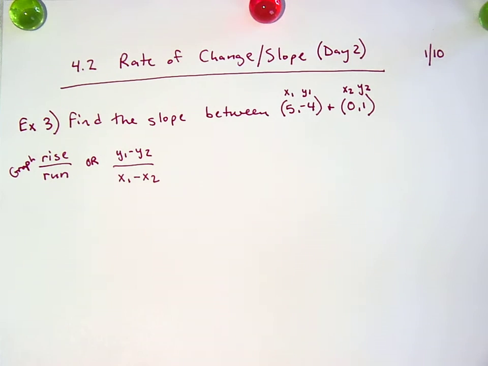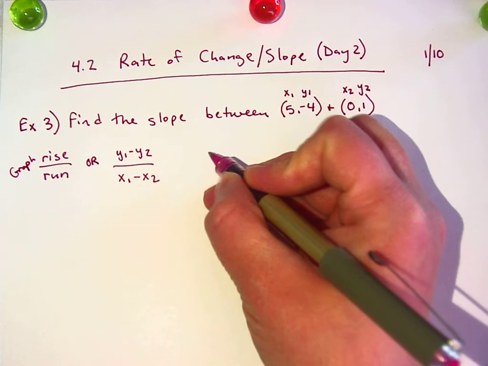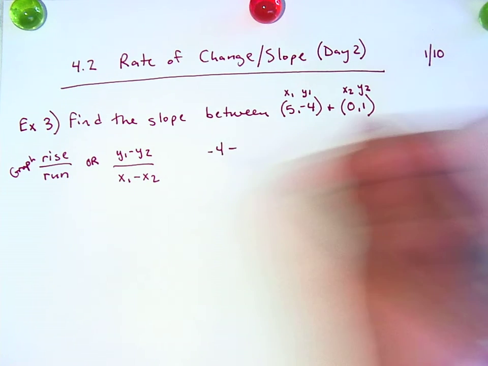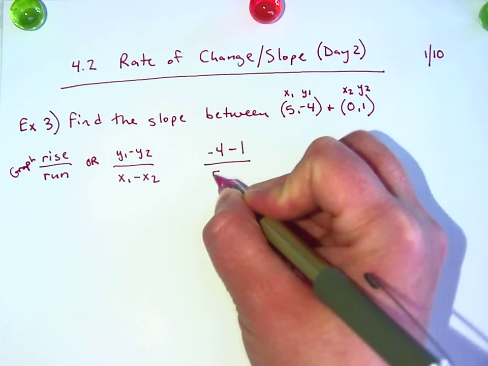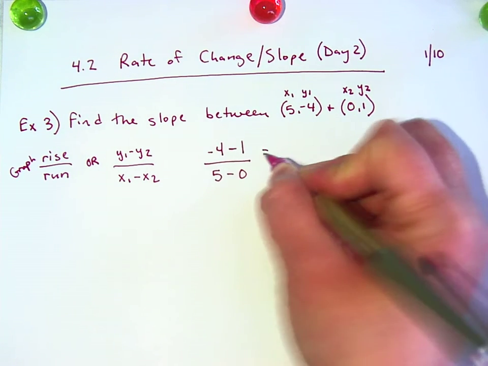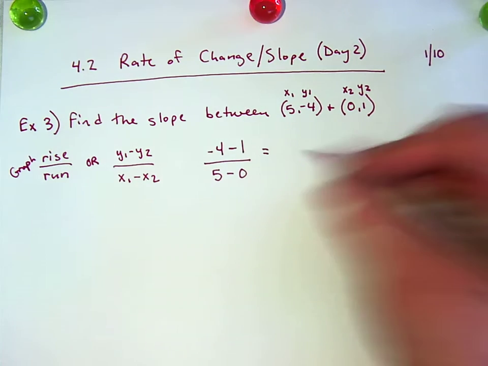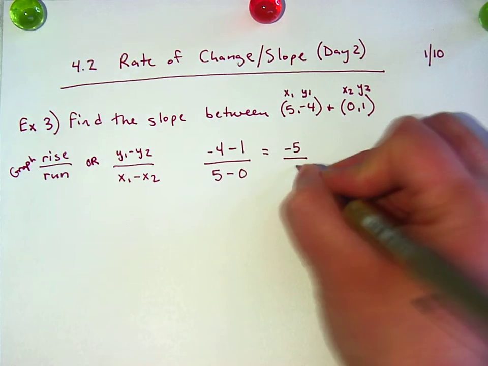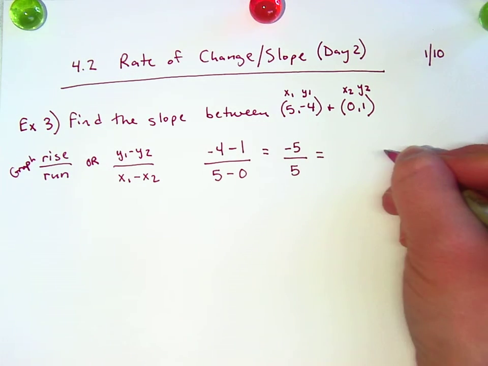All right. Number 4. Did you do it with a graph or with y1 minus y2? I did both, but I'll do the formula. I did -4 minus 1 over 5 minus 0. So -4 minus 1 is -5, and 5 minus 0 is 5. Then you divide that, you get -1.